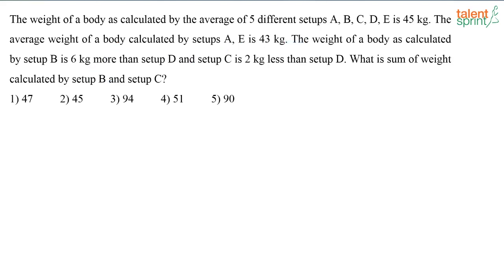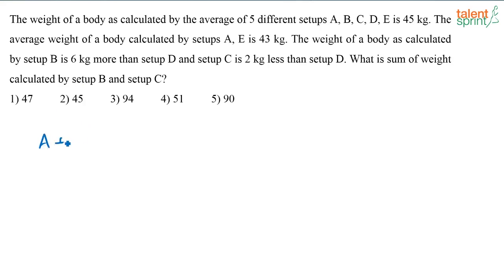Average of A and D is 43. B is 6 more than D. C is 2 less than D. What is the sum of weight of B and C? That's all they are asking. They have written it in a little different way, that's all, but the question is very, very easy.